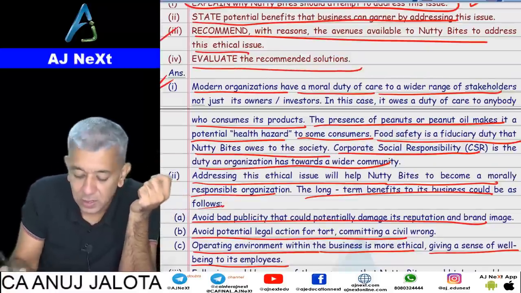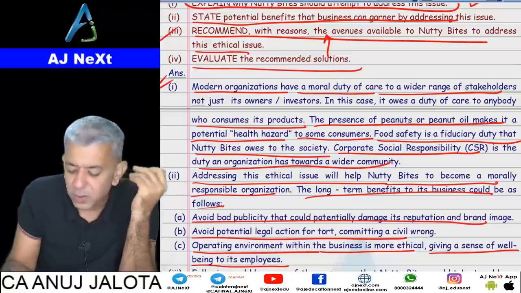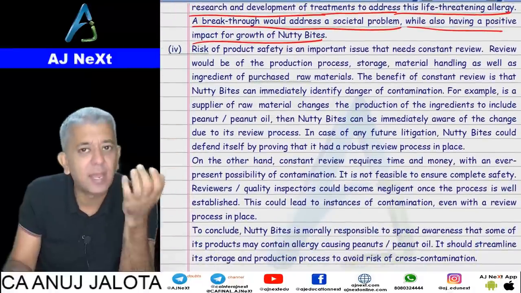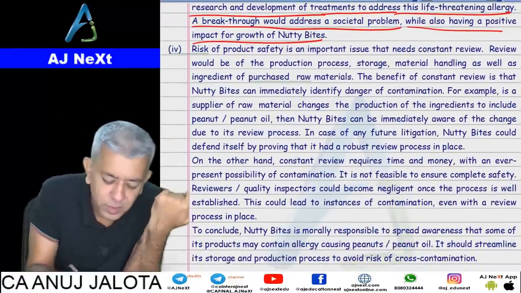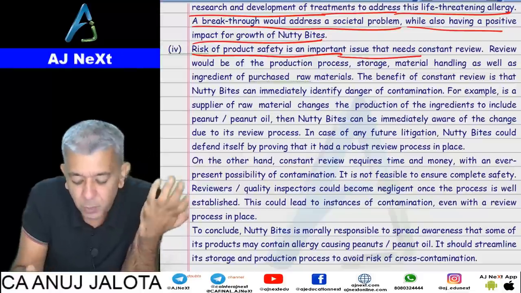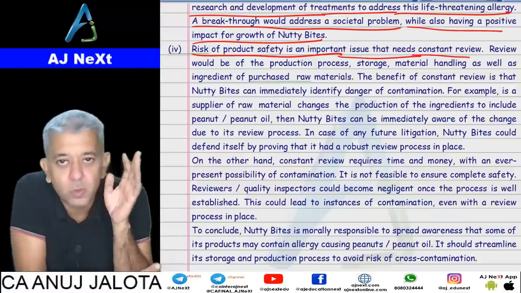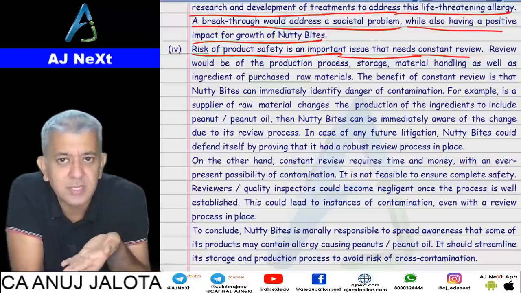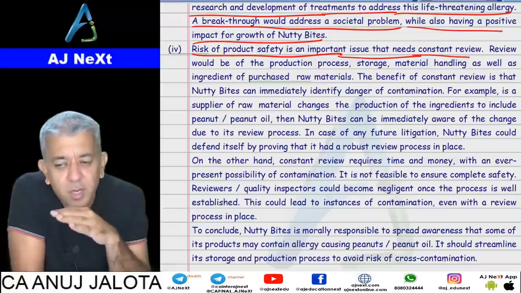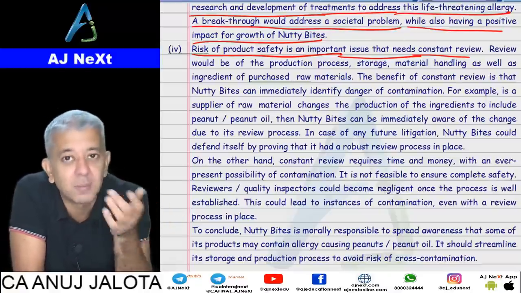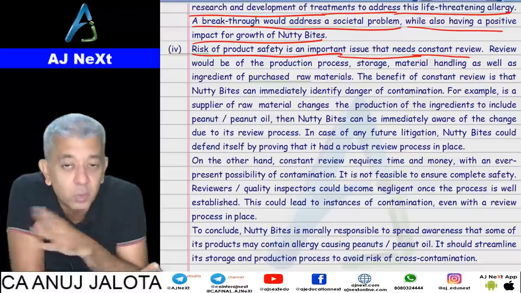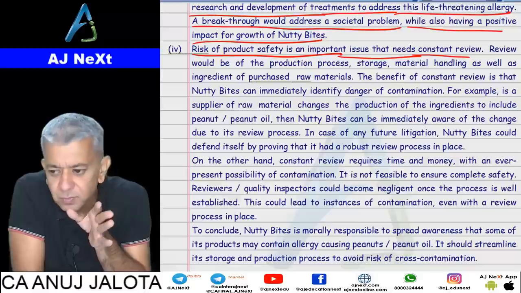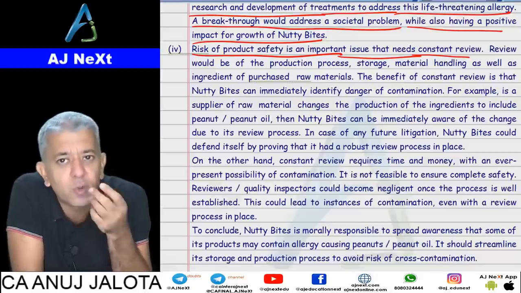Evaluate the recommended solution. Whatever you have told above, you try to evaluate how it will help this particular company. Risk of product safety is an important issue that needs constant review. You might do all those things that we have told: segregate the products, the storage area, the machineries, the staff, and put a label on top. Putting up a label is kind of a permanent thing that we should do in any case.